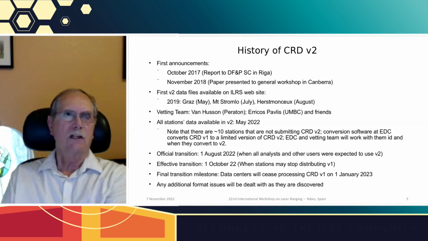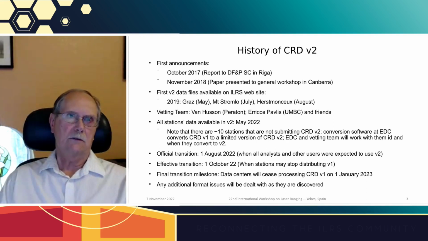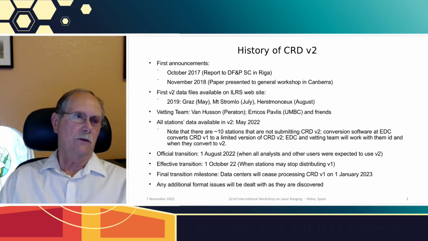Now on to the CRD. Same time for the announcements, October 2017 and November 2018. The changes to the CPFs were minor, but some of them had to be in line with the CRD changes. So the first data files were from 2019 from Graz, Monsprello, and Hirschmanso. Now there were some considerable changes made to the headers, the data file, the data records, and the configurations records.